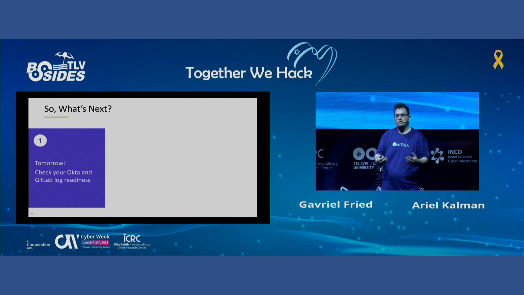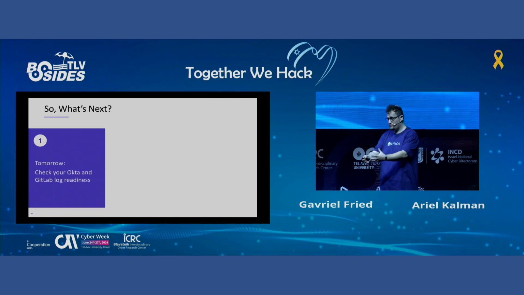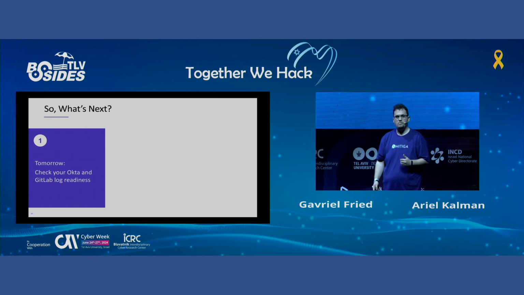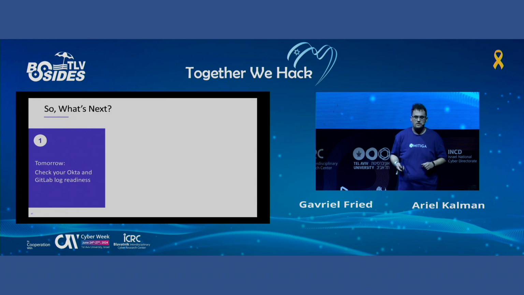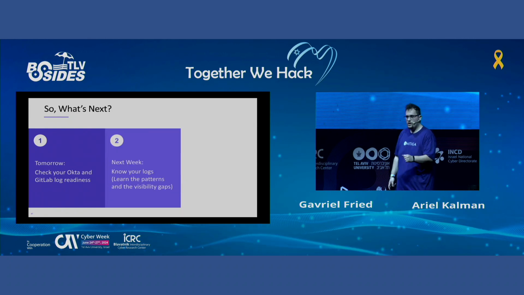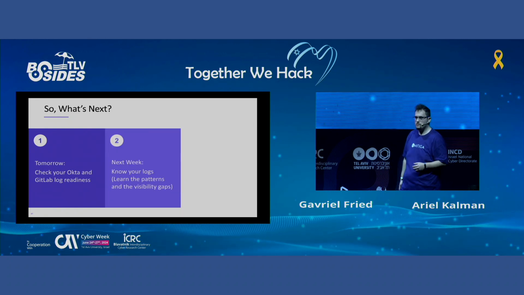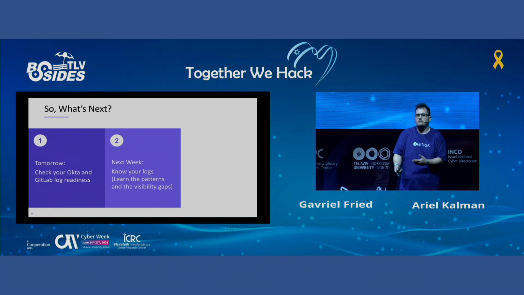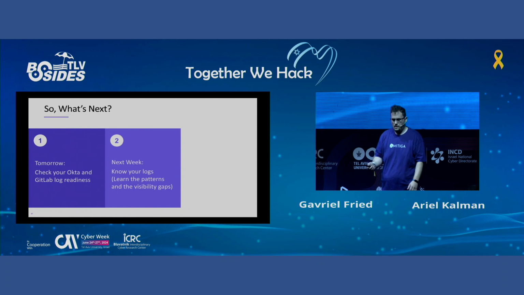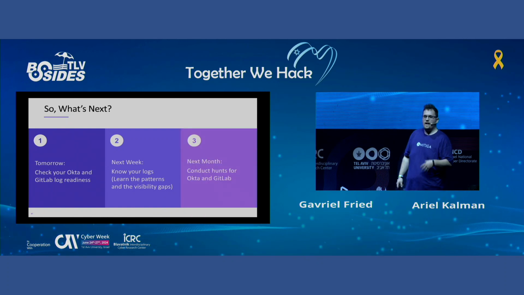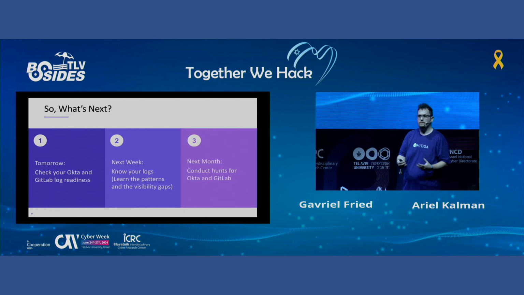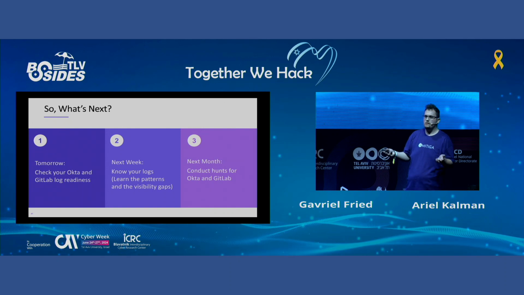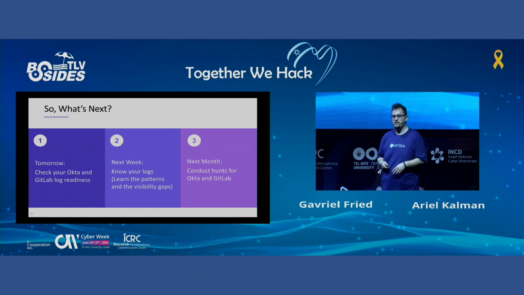So, what next? Tomorrow, see if you're available to have all your logs right for you, right? Are you ready for investigating a possible case? Do you have all your logs ingested? In a week from now, study your logs, check your patterns. How does your Okta environment look like? What are you expecting to see in your GitLab stages? And in a month from now, actively conduct a hunt in your environments. Did your Okta users move from one system to another? Is there anything weird going on in your GitLab environment?